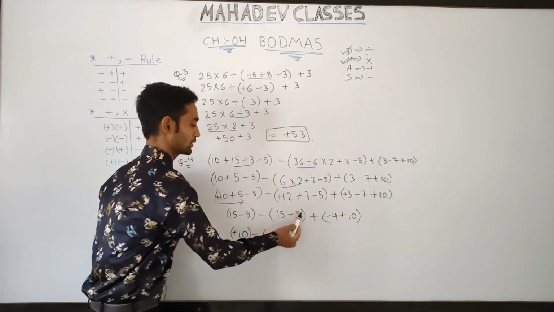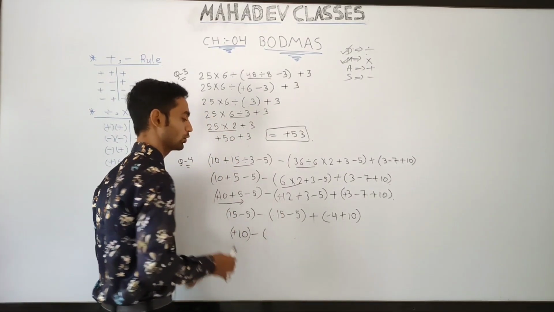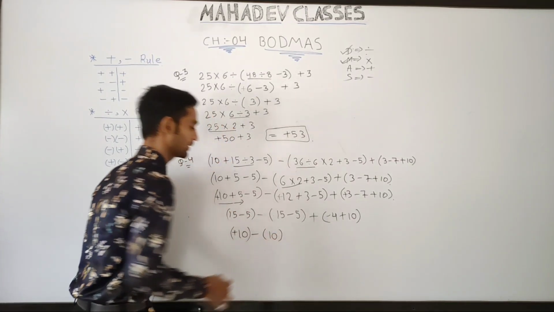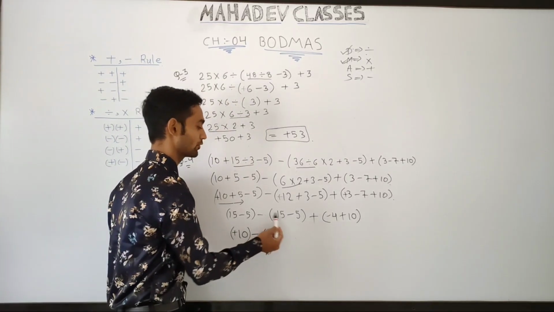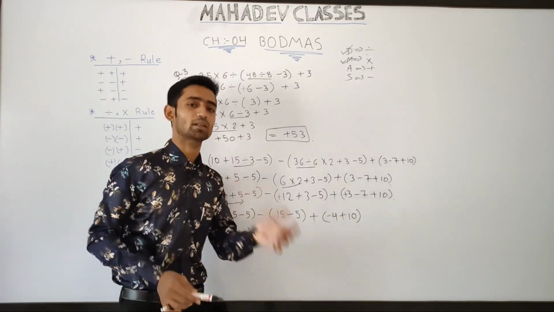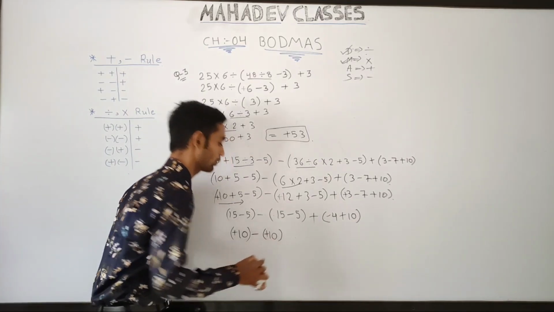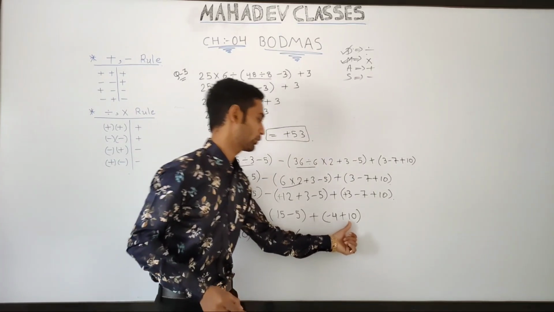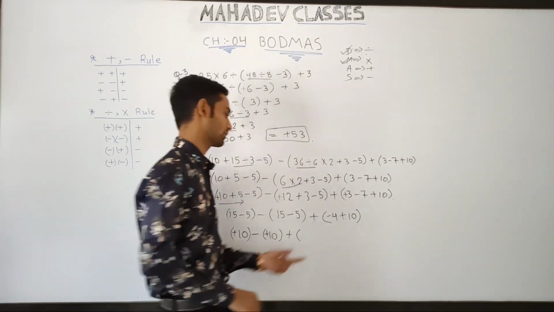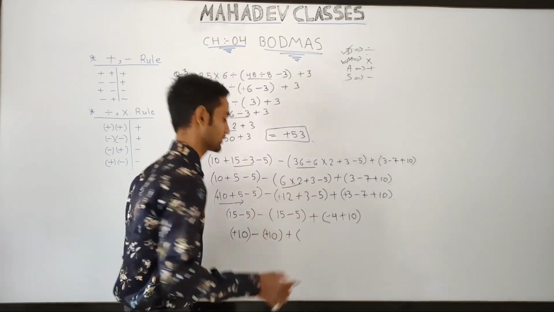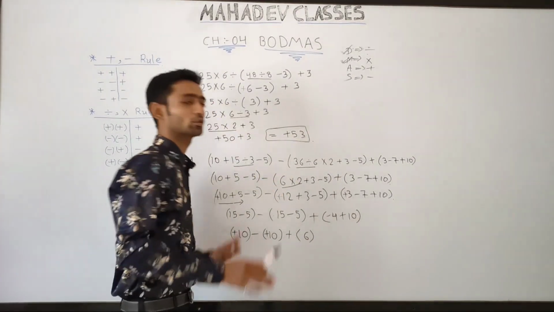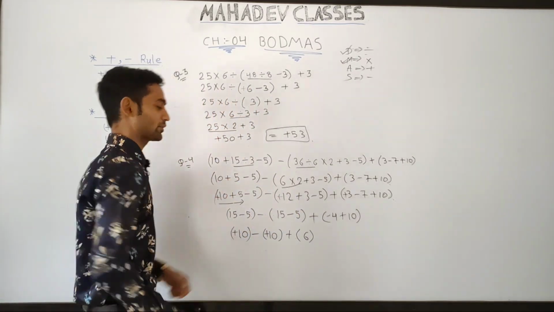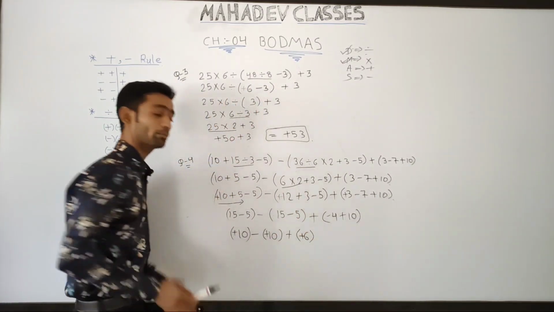15 has plus, this 5 has minus, so different symbols, subtraction. 15 minus 5, you will get 10, and in our resulting answer we will put the symbol of the bigger number. 15 is the bigger number and it has a plus sign, so in our resulting answer we will also put a plus sign. Now this plus and in bracket minus 4 plus 10, different symbols, subtraction. 10 minus 4, you will get 6, and in the resulting answer we will put the symbol of the bigger number. 10 is the bigger number and 10 has a plus sign, so in our resulting answer we will also put a plus sign here.